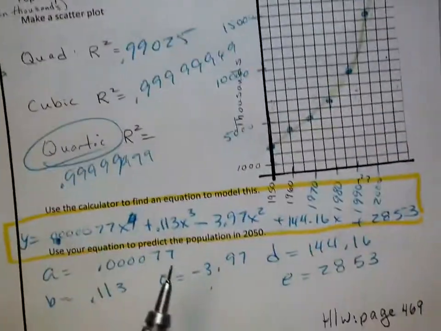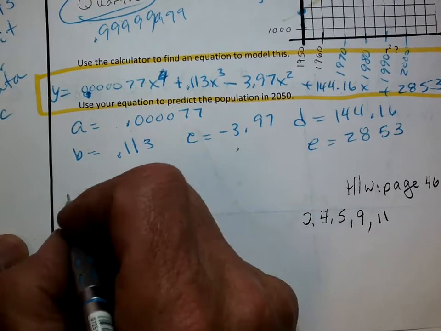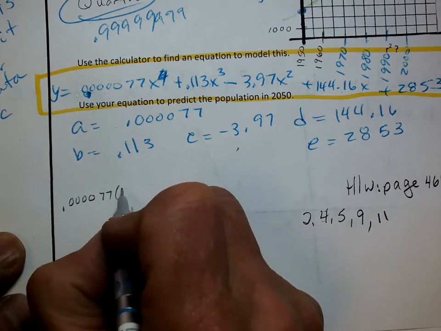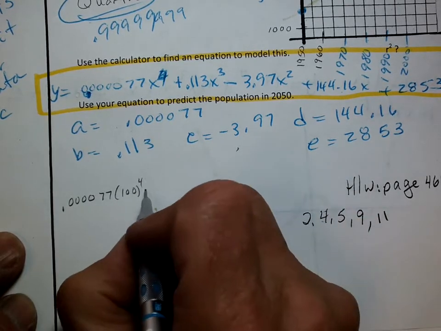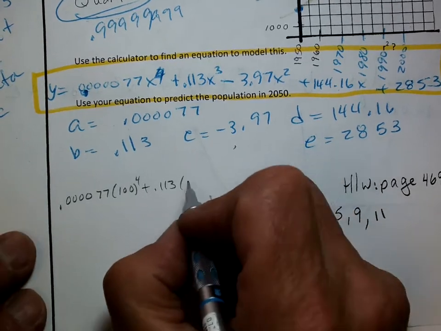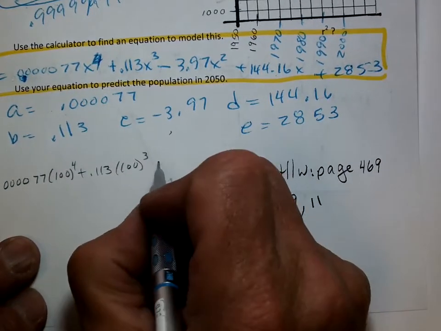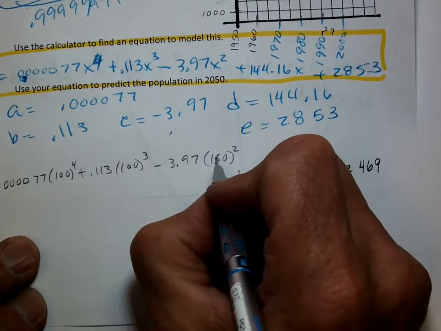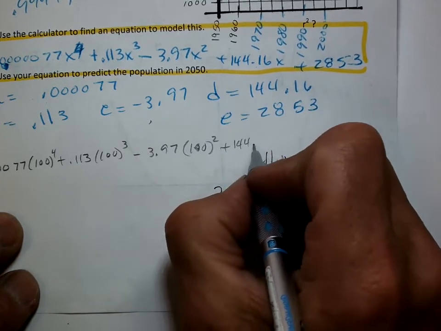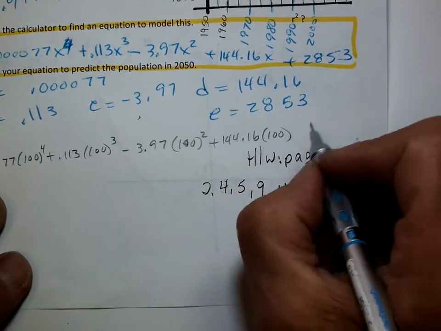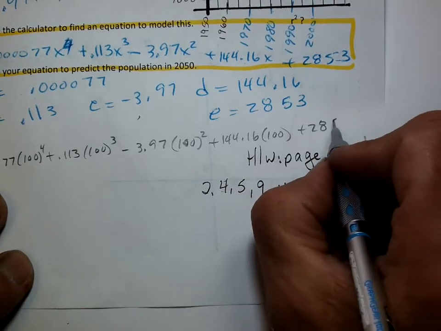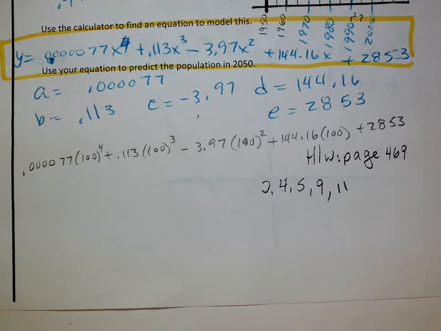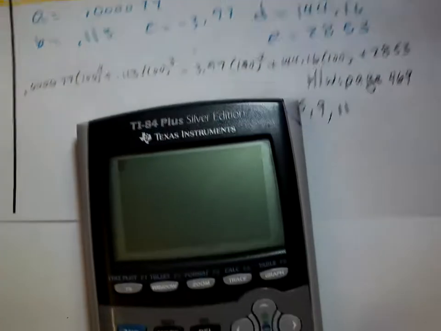Now that's a pretty big equation, but I'm going to plug it in. So we're going to go, right? 0.000077 times 100 to the 4th plus 0.113 times 100 cubed minus 3.97 times 100 squared plus 144.16 times 100 plus 2,853. Now I'm going to definitely use my calculator. Guys agree? Definitely. Oh my goodness gracious.